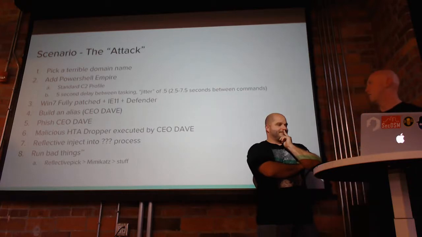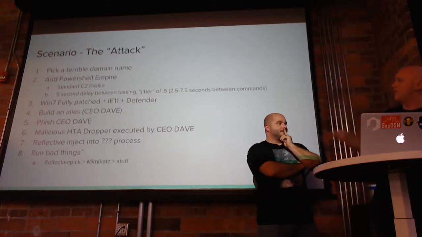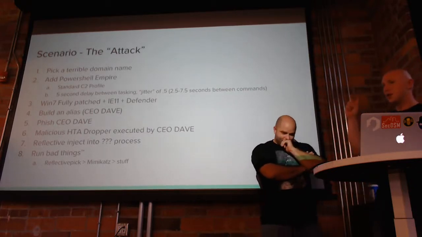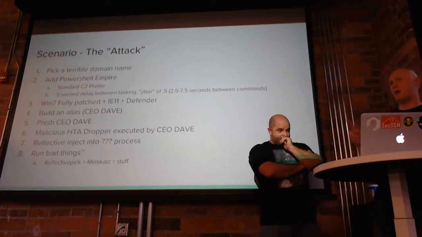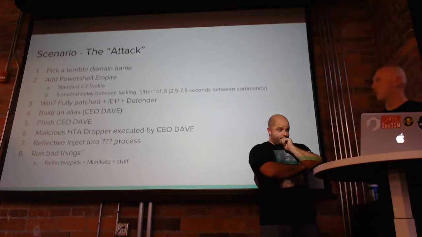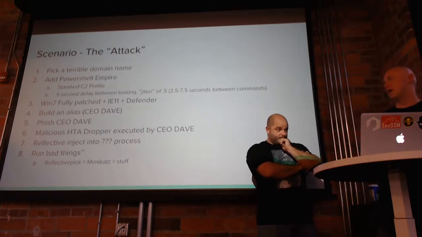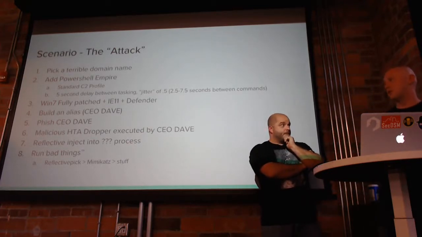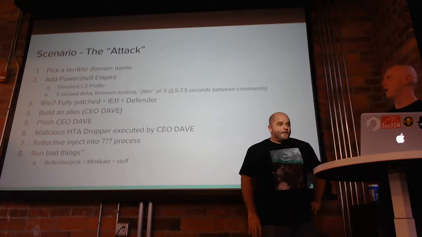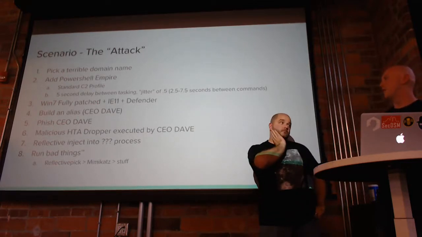In this case, I gave it a 5-second delay and then a jitter of half. So the malware phones home every 2.5 to 7.5 seconds. So pretty not low and slow. I cooked up a Windows 7 fully patched image with IE7 and Windows Defender. I'm not going to bag too much on antivirus, but it did have antivirus on it.